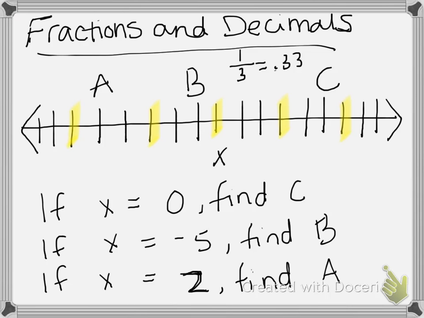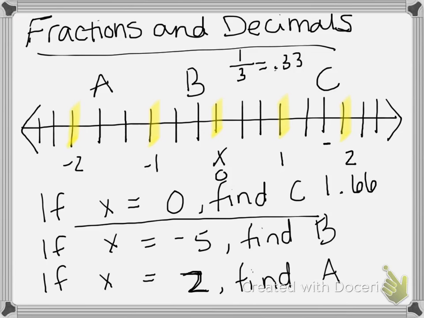So then I'm going to look at my situations. So if x equals 0, find c. So if I put a 0 here, then that would make that a 1, that would make that a 2, a -1, and a -2. So c is two intervals between 1 and 2, which means it's a positive 1.66 if it's 2 33 hundredths, 1 and 66 hundredths, which is the same as 1 and 2/3. So I would need to put both my decimal and my fraction.